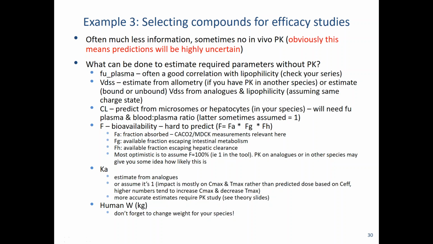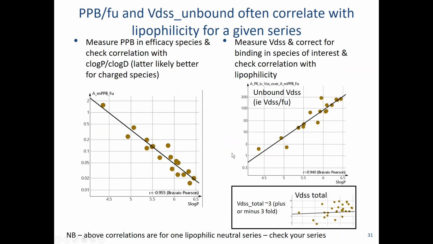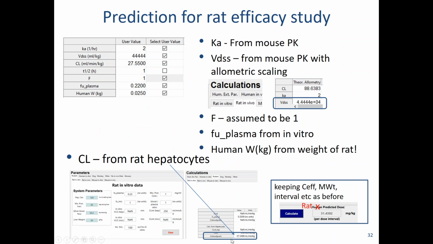The PK tool assumes that you're dose predicting for humans, so you can change the weight, but you've got to remember to change it, because your efficacy species is probably a good deal lighter than 70 kilograms. This is just showing the human extrapolation parameter tab. By checking this box, you can put in your own values here and derive them, as we've just been discussing. And then you can make a dose prediction for your efficacy species, which obviously isn't a human. Obviously the tool won't tell you that it's made a prediction for something other than human, but you can get the tool to do that for you.